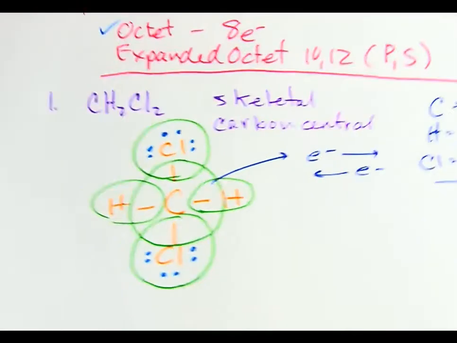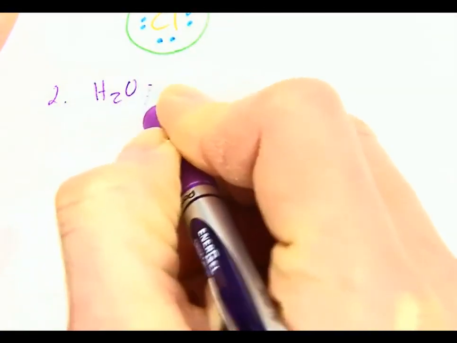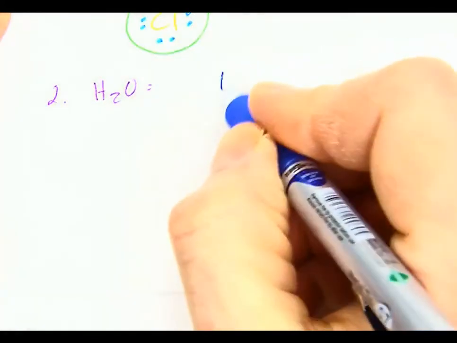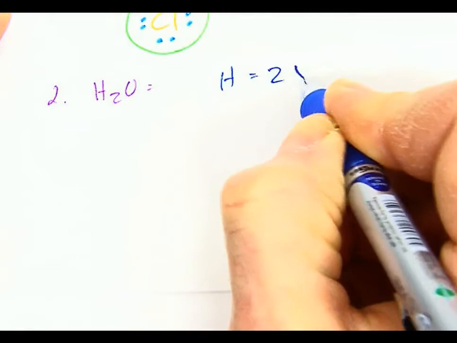Let's try another example here, this time with a very common example of water, H2O. And if I look on the periodic table, H is 1, but there's 2 of them, so I have 2 times 1 electron.